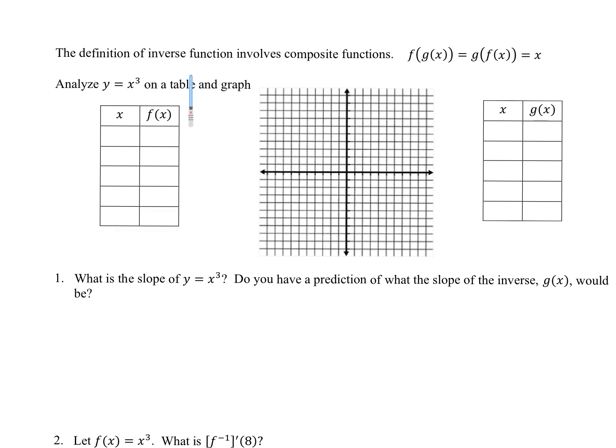So I said analyze y equals x cubed on a table and graph it. We just need to graph that. So let's go pick some x values. If x was 0, what's 0 cubed? 0. What if x is 1? 1 cubed is 1. If x is 2? 2 cubed is 8. What if we go -1? -1 cubed would be -1. -2 cubed? -8. Let's go plot those 5 points. I got (0, 0), (1, 1), (2, 8), and then (-1, -1), (-2, -8). And I'm going to attach all those with a nice x cubed graph. We know that that's what x cubed looks like.